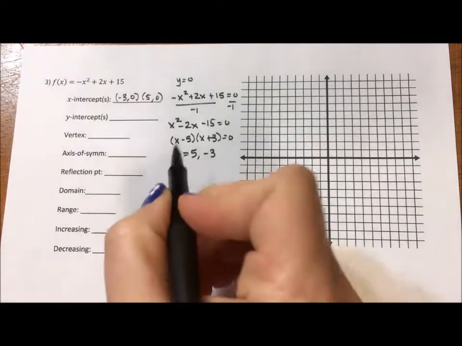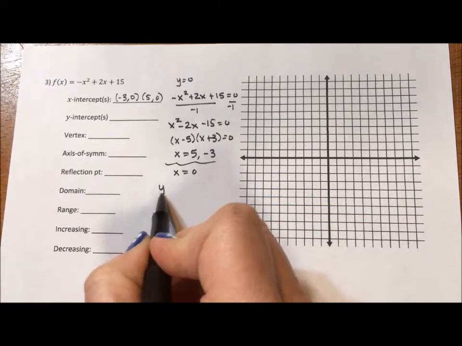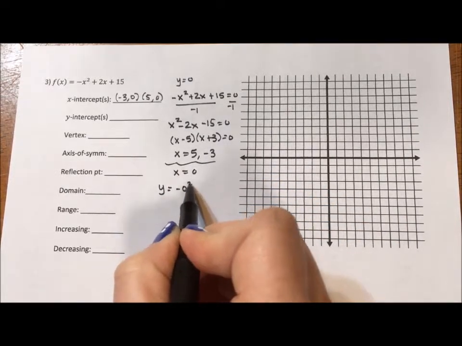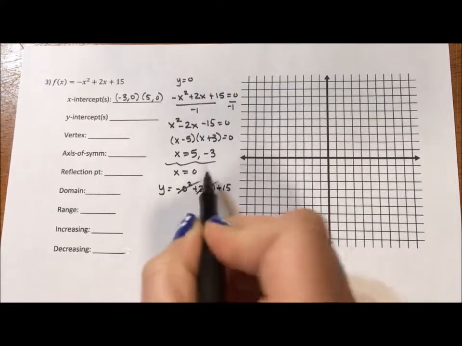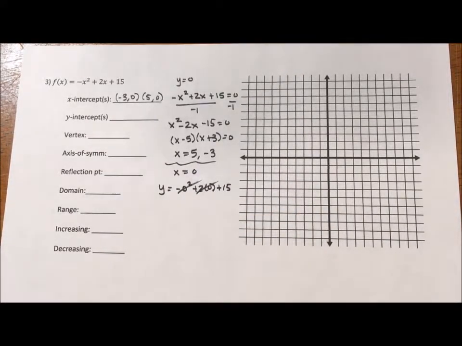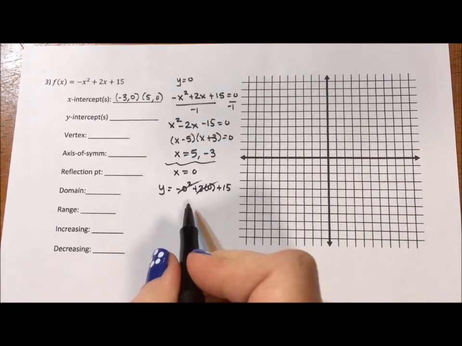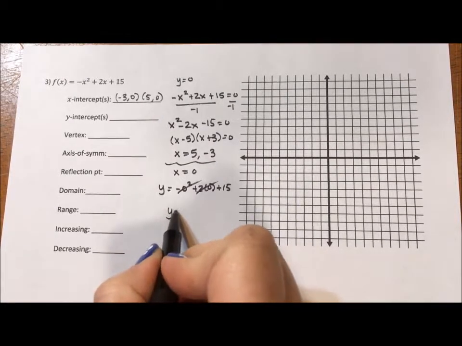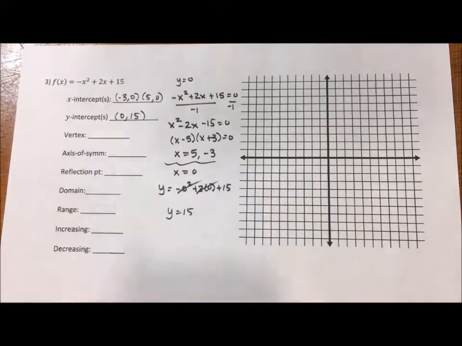My y-intercept is when x is equal to 0. So y equals -0 squared plus 2 times 0 plus 15. That goes away. It's nice to cross off those terms because otherwise that 2 somehow pops up again. But 2 times 0 is in fact 0. So y is equal to 15. So our y-intercept is 0, 15.